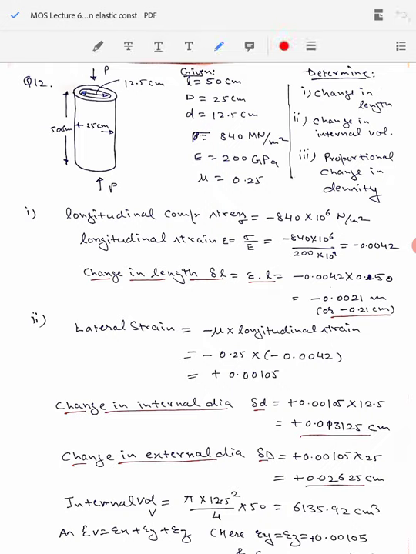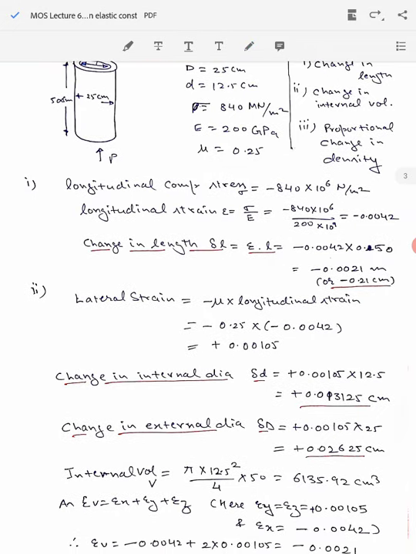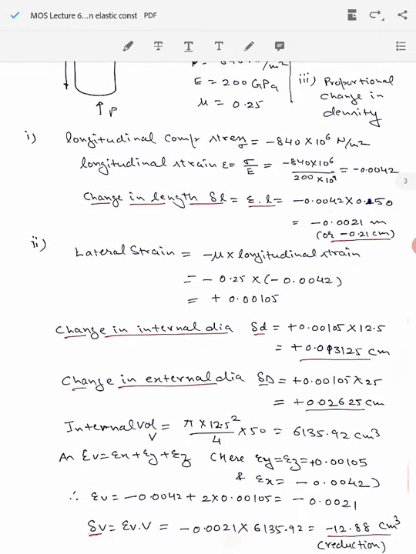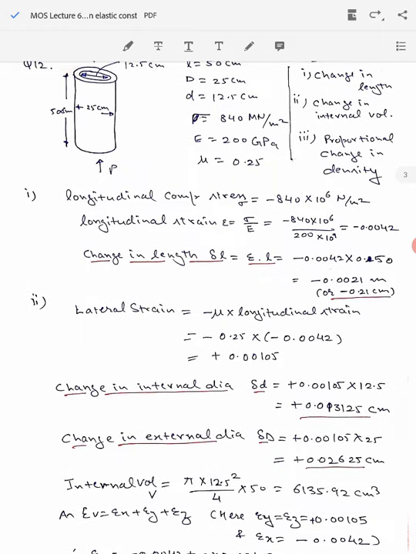Now the second part requires you to calculate the change in the internal volume. So in order to calculate the change in the internal volume, you need to calculate the volumetric strain. Okay, so the change in the volume will be calculated with the help of volumetric strain. Let's first calculate the lateral strain. So lateral strain that will be produced in the side of the diameter will be mu times the longitudinal strain, and it will be of opposite nature. We always know that. So it is a minus mu times the longitudinal strain.